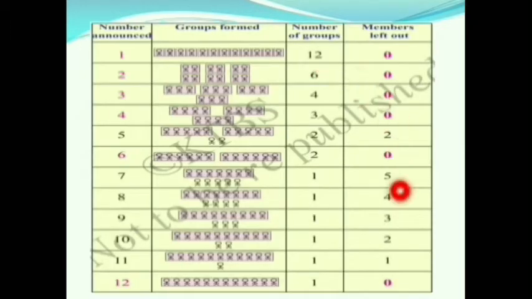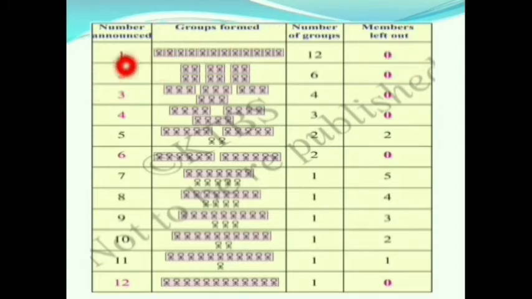Now we will see a table which has the details of that game. First, the number announced is 1. Number of groups formed is 12. Are there any children left out? No, there are no children left out. So the number of children left out is 0.